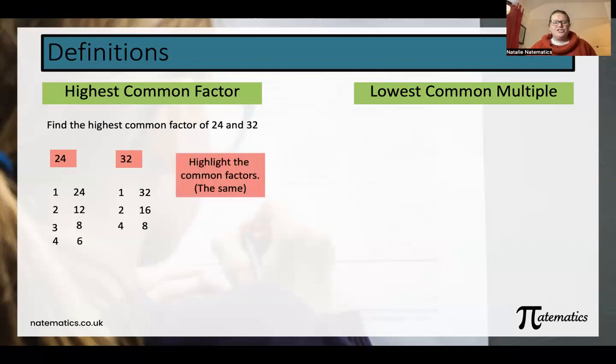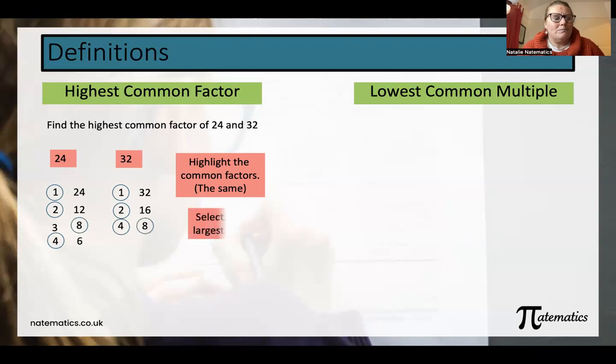So then what we've got to do is highlight the common factors, because we've done the factor bit. Now we need to do the common bits. Remembering that maths has literacy in it, make sure you remember what those words mean. Common means the same. So let's go down these lists and find the ones that are the same. They've both got 1, they've both got 2, they've both got 4, and they've both got 8.